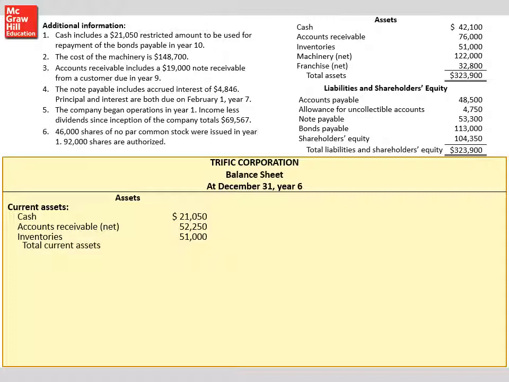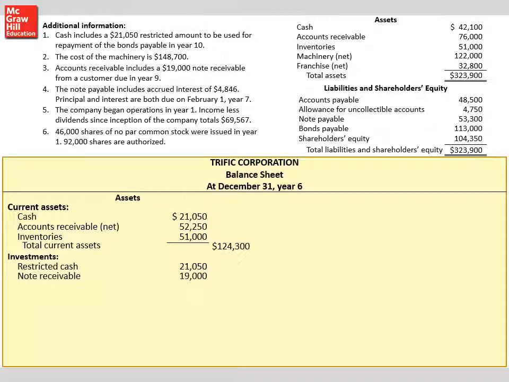So those are all the current assets. We will add them up and write down our total of $124,300. Doesn't appear to be any kind of long-term investments. Oh, maybe there is. As a matter of fact, there is. The note receivable that's due in 3 years, that's a long-term investment, as well as the restricted cash.